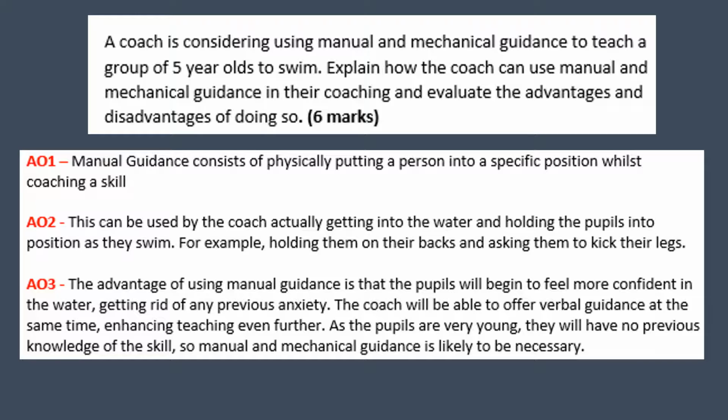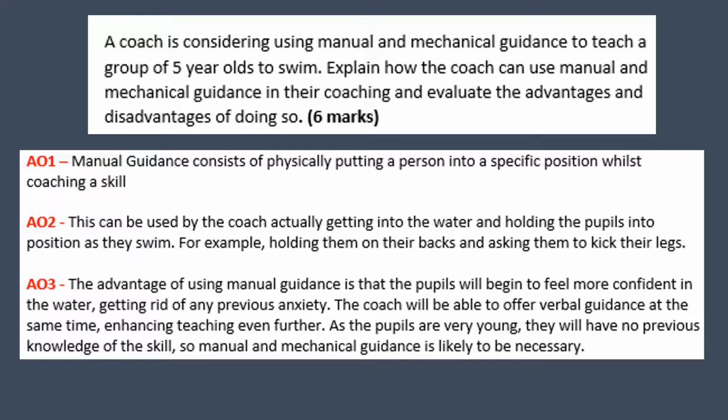For our first AO1 mark, we can define what manual guidance is. So we can say manual guidance consists of physically putting a person into a specific position whilst coaching a skill. And for AO2, we can give some examples of what the coach can do in terms of teaching 5-year-olds how to swim. So manual guidance can be used by the coach actually getting into the water and holding the pupils into position as they swim. For example, holding them on their backs and asking them to kick their legs if they were going to be teaching backstroke.